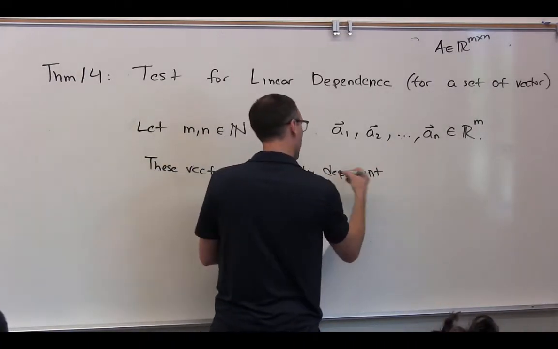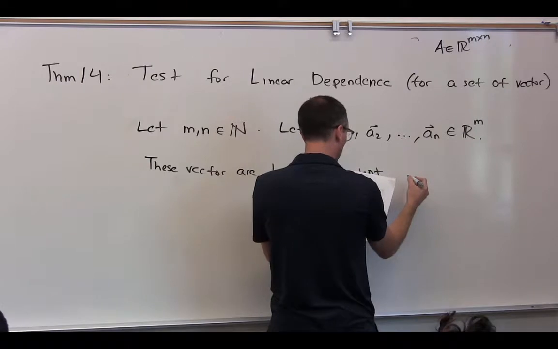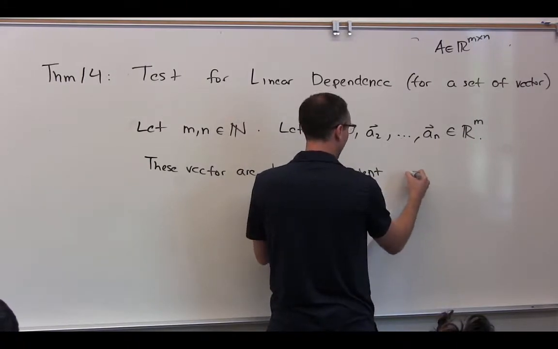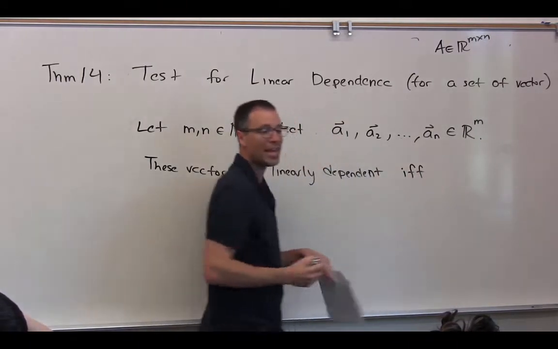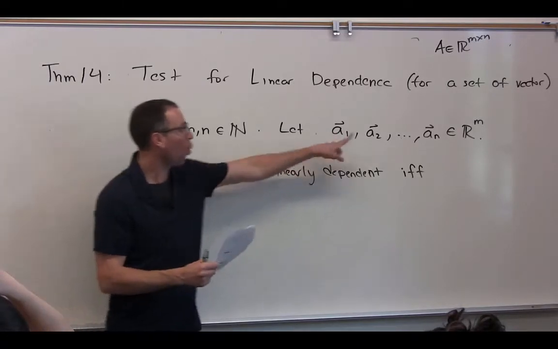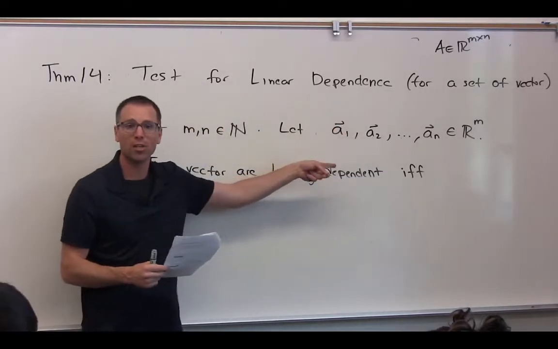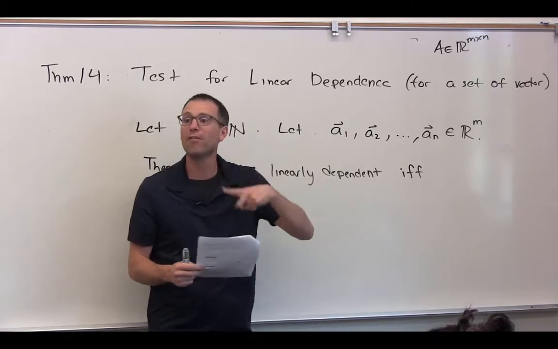And then this is where my friend Ryan, if you were just a few hundred years older, you'd be famous for the rest of life. These vectors are linearly dependent. One of those vectors can be written as a non-zero linear combination of the other vectors if and only if what?